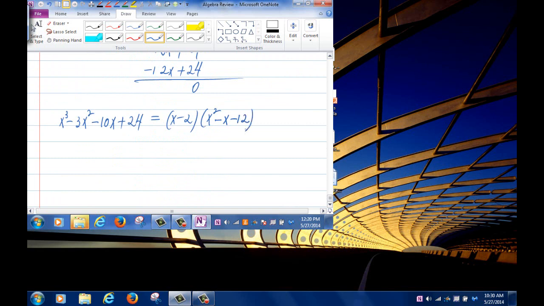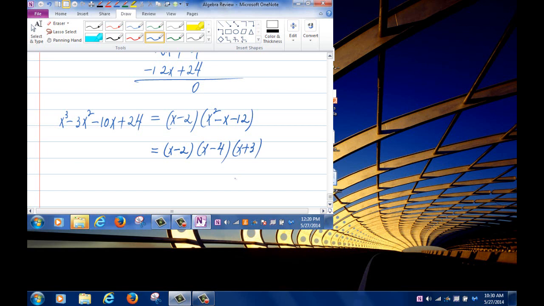Okay? So we factored out. But I have a quadratic. Can I factor it out anymore? Yes. What is that? I think we did that before, right? This would be x minus 4, x plus 3. So we factored it out. Everybody is okay with that? Yeah.